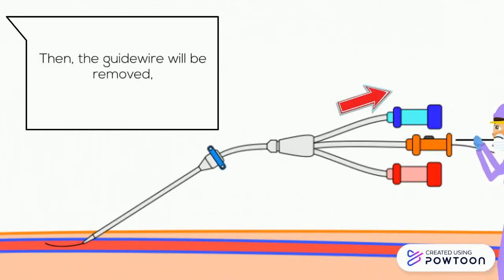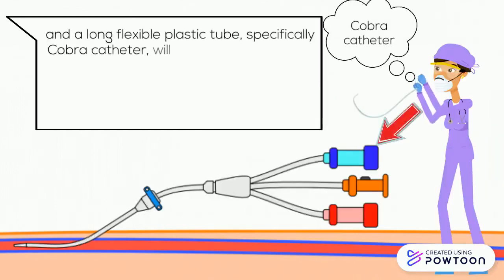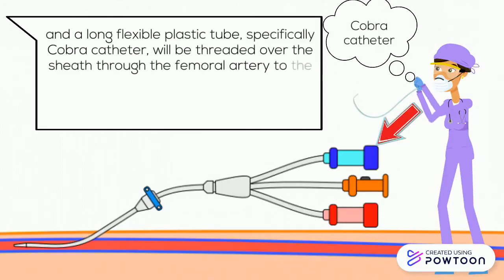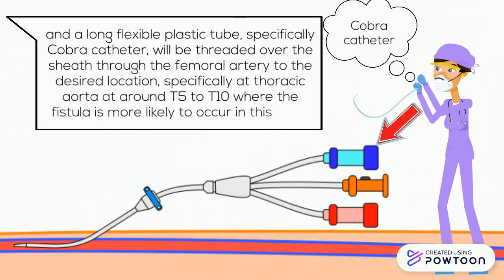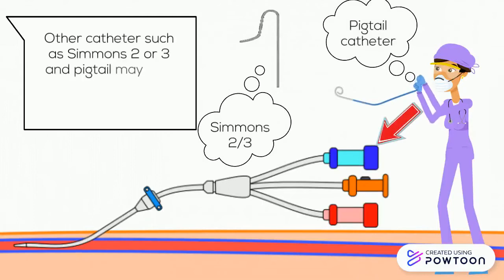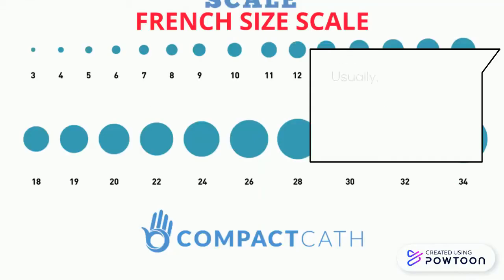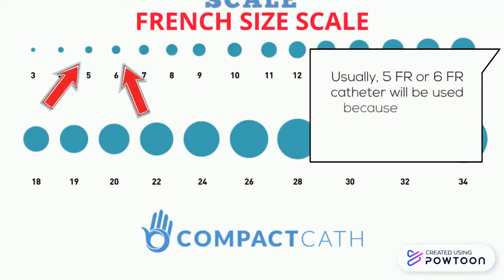Then, the guide wire will be removed, and a long flexible plastic tube, specifically a Cobra catheter, will be threaded over the sheath through the femoral artery to the desired location, specifically at the thoracic aorta at around T5 to T10, where the fistula is more likely to occur in this case. Other catheters such as Simmons 2 or 3 and pigtail may also be used, depending on the conditions. Usually, 5 French size or 6 French size catheter will be used because of good shape retention and torqueability.